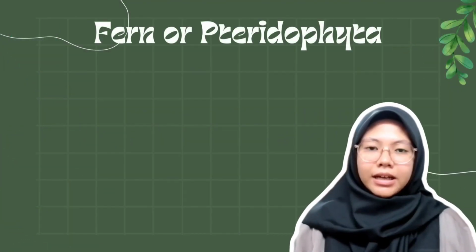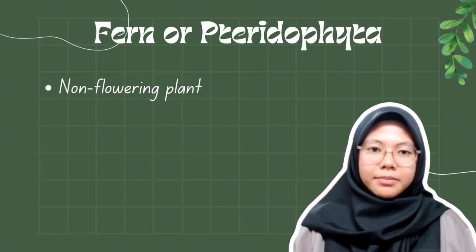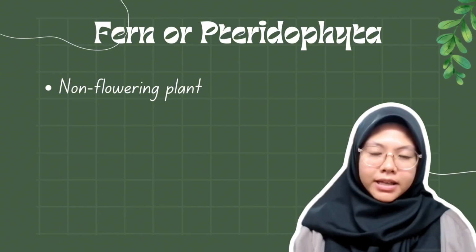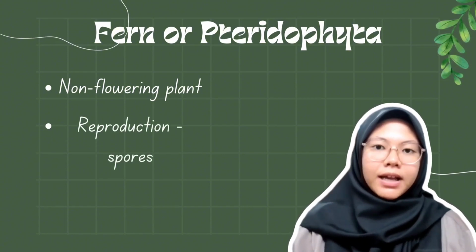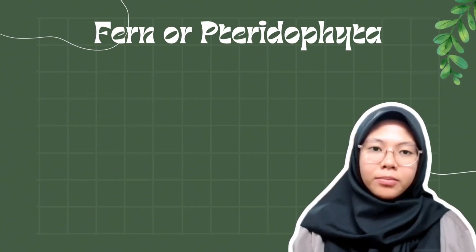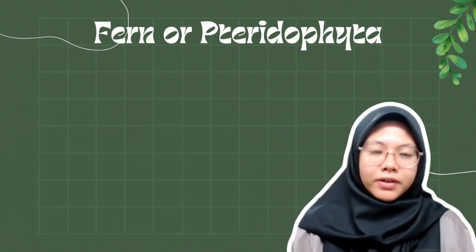Fern is a type of non-flowering plant that possesses true roots, stems, and complex leaves. Same as mosses, this type of plant also reproduces by spores. Ferns are classified under the phylum Pteridophyta and are commonly found in warm and damp areas. There are 4 species of fern that were found.